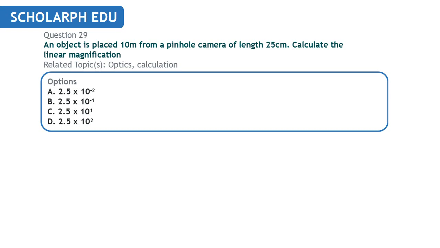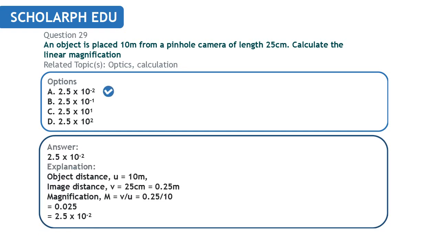Next, on optics, an object is placed 10 meter from a pinhole camera of length 25 centimeter. Calculate the linear magnification. Alright, the magnification is equal to the image distance over the object distance. Now the object distance there is 10 meter. An object is placed 10 meter from a pinhole camera, so the distance between that object and the camera is 10 meter. Now they said the pinhole camera is of length 25 centimeter. The image is formed inside the pinhole camera at the back.